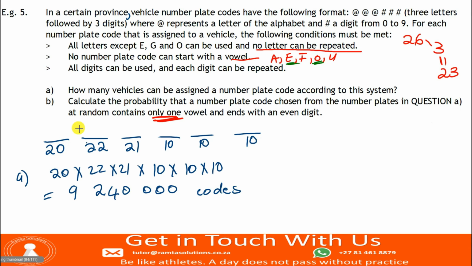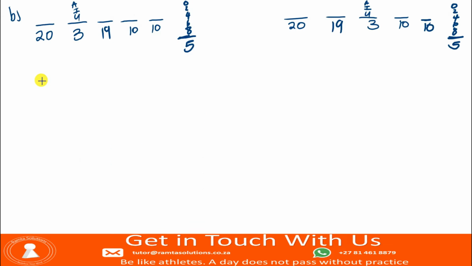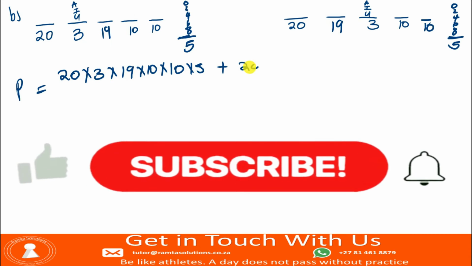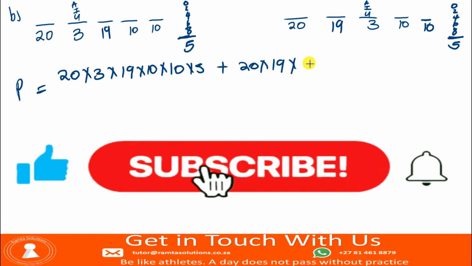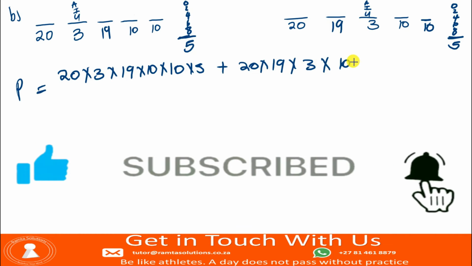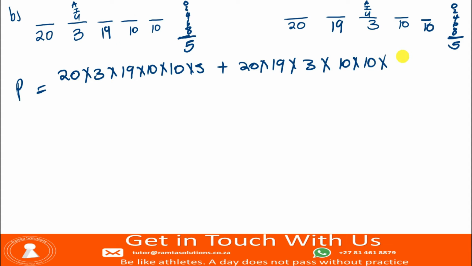Now, let's answer the question. The probability that a number plate chosen at random contains only one vowel would be, it's up to you, you can write this: 20 times 3 times 19 times 10 times 10 times 5. It's this one here, plus this one here: 20 times 19 times 3 times 10 times 10 times 5.